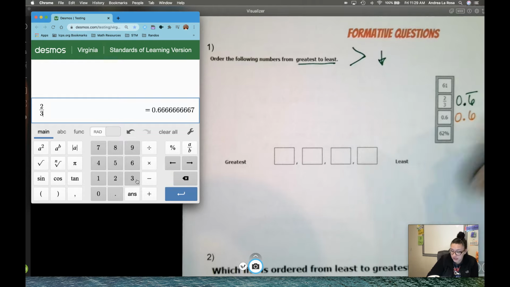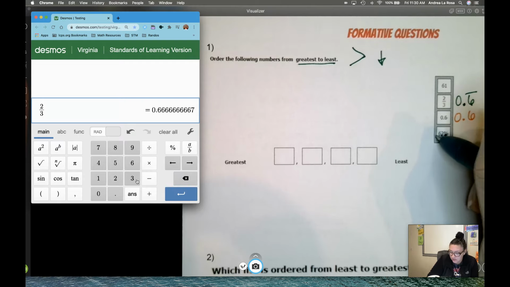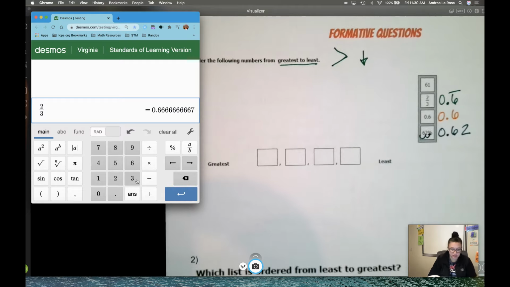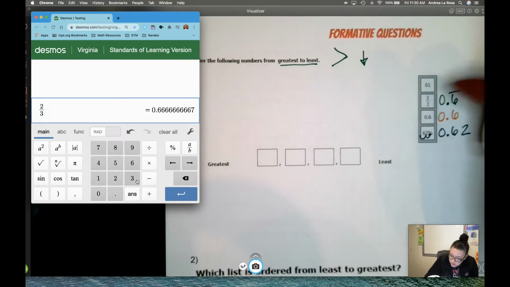Remember to turn a percent into a decimal. We put the decimal at the end. We move it to the left, to the left. So this becomes 0.62. And again, that first number up top was 61.